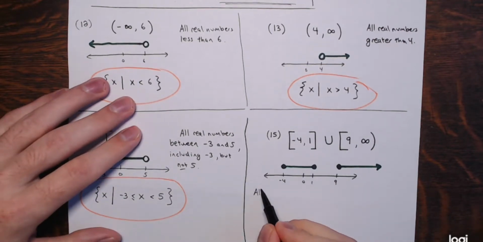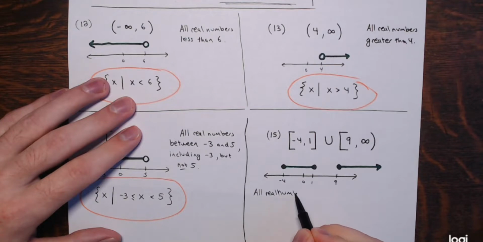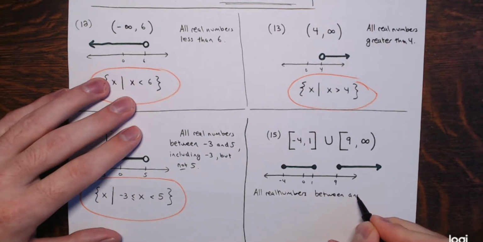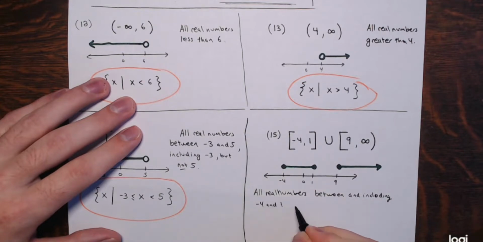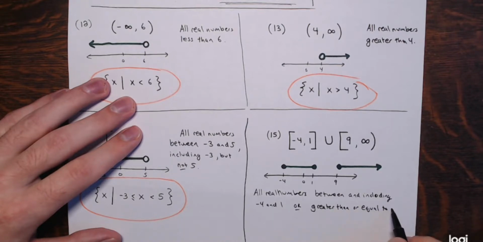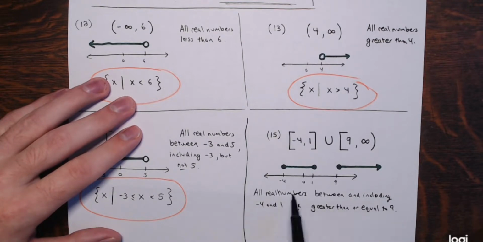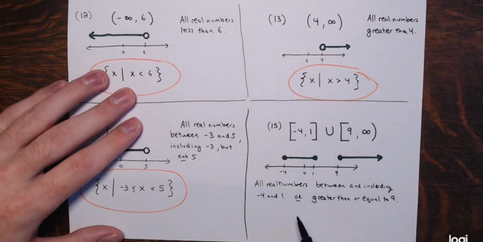So this is all real numbers between and including -4 and 1, or, for the gap, the union symbol, greater than or equal to 9. Sorry about the tininess of my writing here. I'm running out of space, but all real numbers between and including -4 and 1, that's this interval, or for the union, and then greater than or equal to 9. Cool. And then finally, what they want, set builder notation, say it's x again for the numbers.